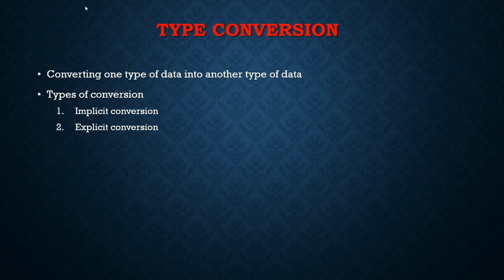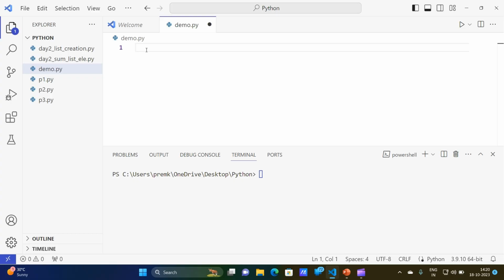For example, let me take a equals to 10. If I have a as an integer data type, and I give b equals to string of a, then I'm forcefully converting that integer to string data type. We will discuss more about this with examples. Here we'll discuss it with more examples, like variables.